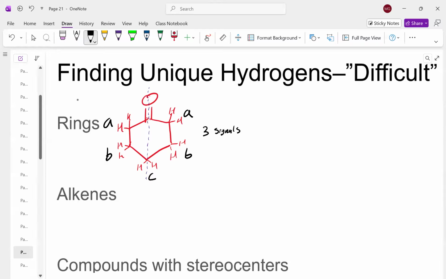Now let's look at another ring example. This time I'll use a benzene compound.